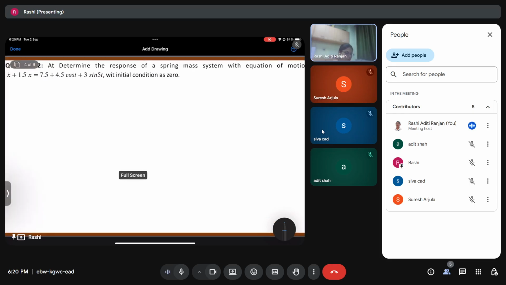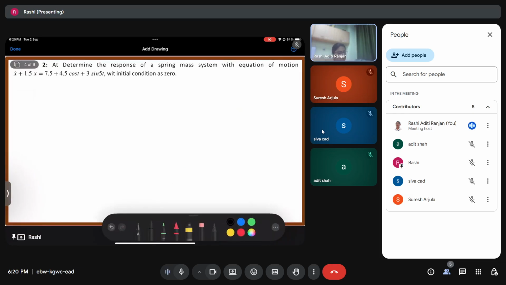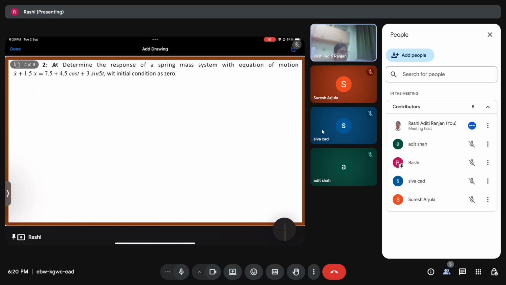So now I'll be coming to question number 2. The question says: determine the response of a spring mass system with the equation of motion given and initial condition as 0. So we already have the equation of motion: x dot plus 1.5x is equal to 7.5 plus 4.5 cos of t plus 3 sine of 5t.